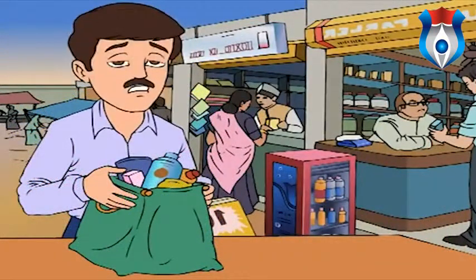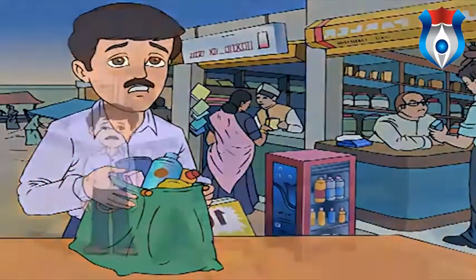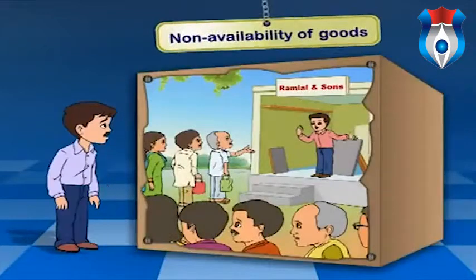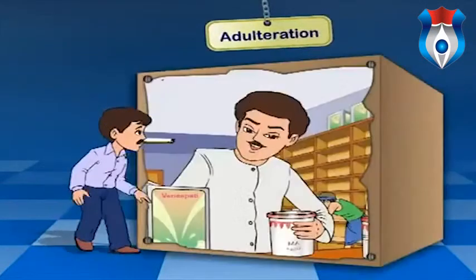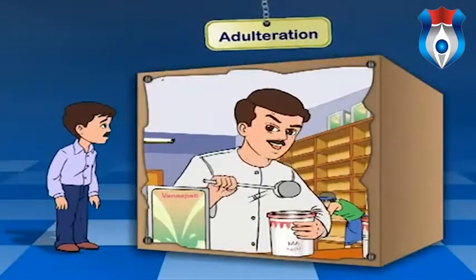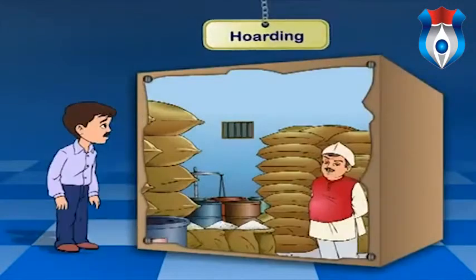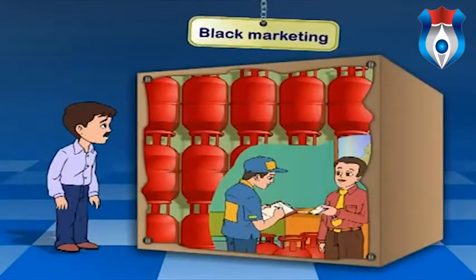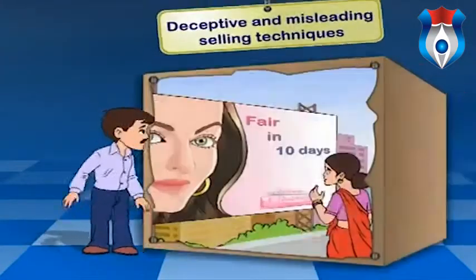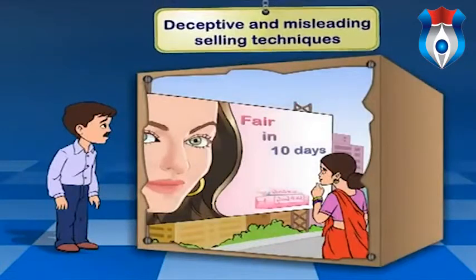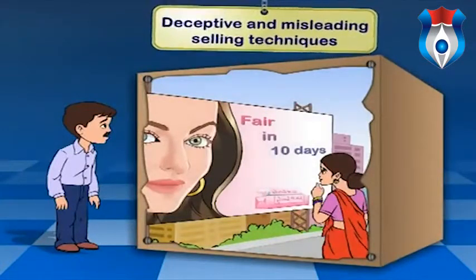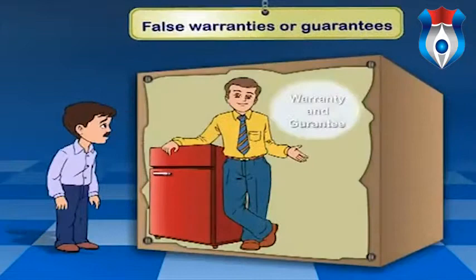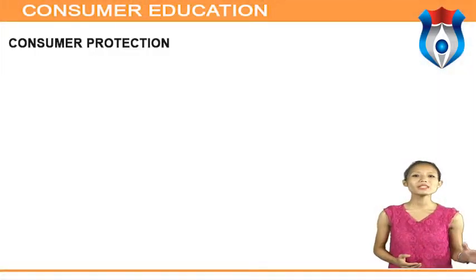Consumers generally face a number of problems. They include non-availability of goods, adulteration, hoarding, black marketing, deceptive and misleading selling techniques, and false warranties or guarantees. Now we will discuss consumer protection.